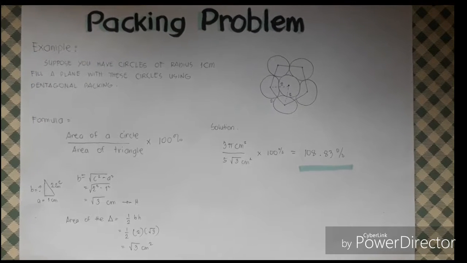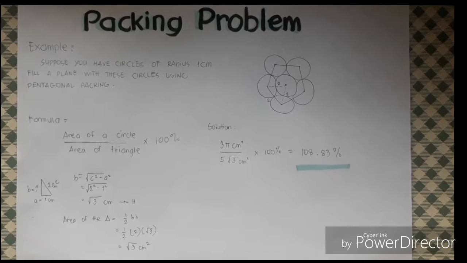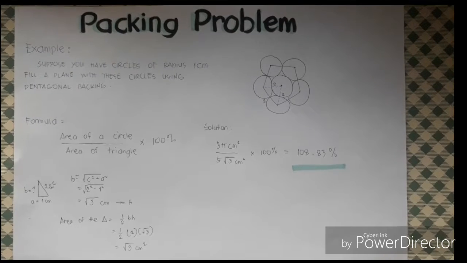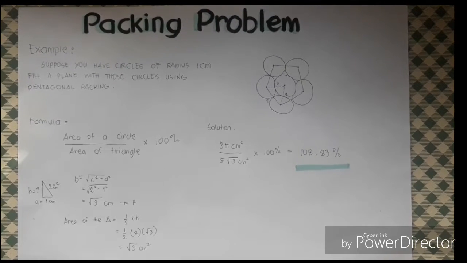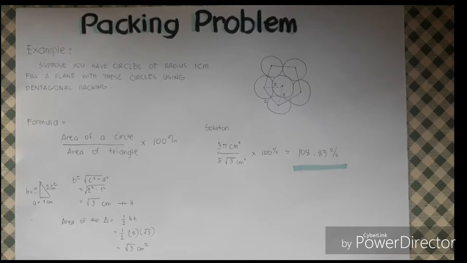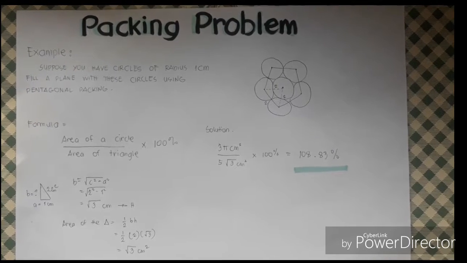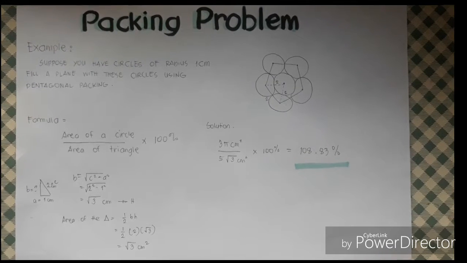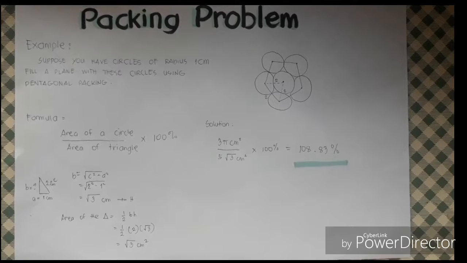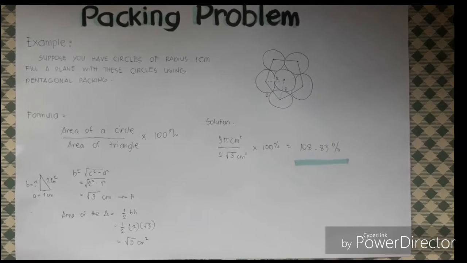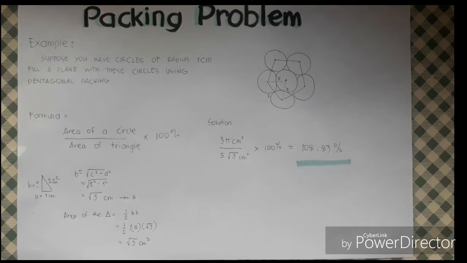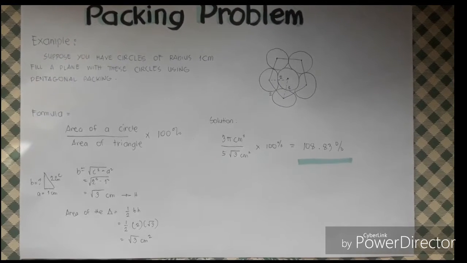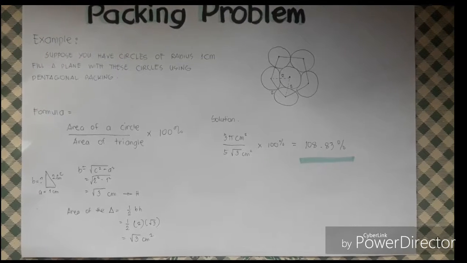The formula in getting the pentagonal packing is the area of a circle divided by the area of a triangle multiplied by 100%. First, we should create a triangle to get the area of the pentagon. We cut the triangle to get its height because the formula in getting the triangle is 1/2 base multiplied by height.